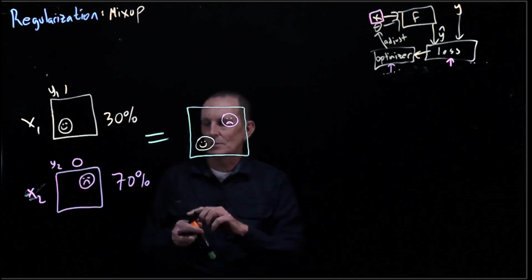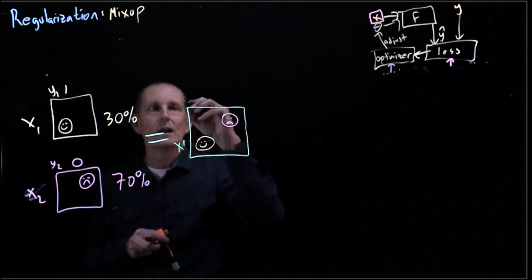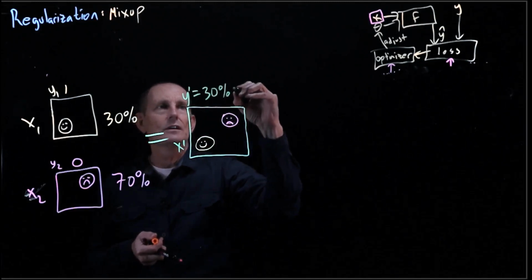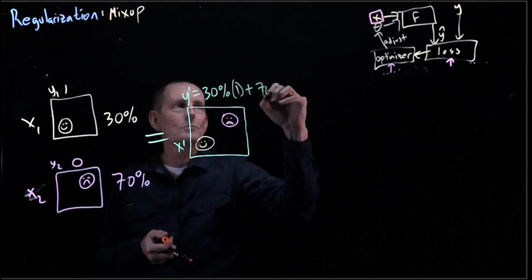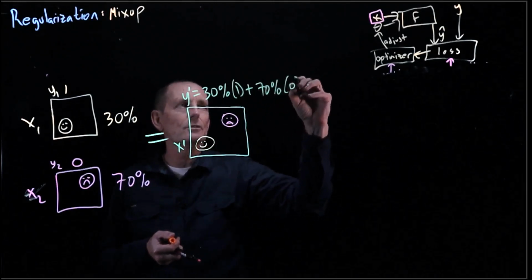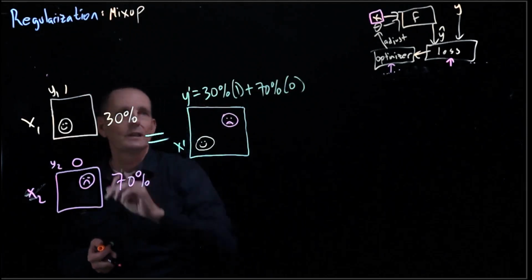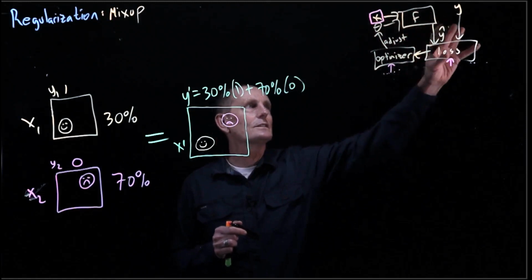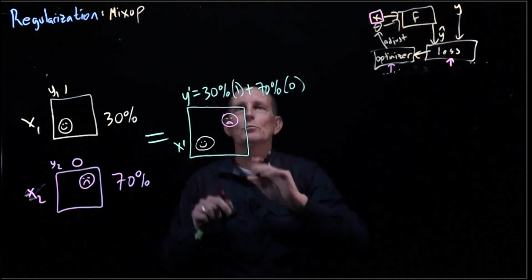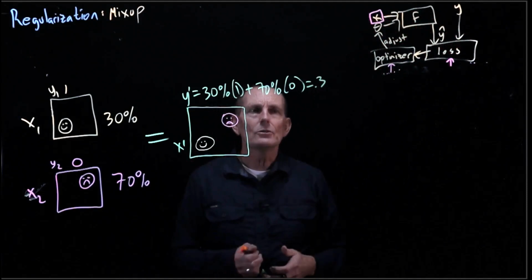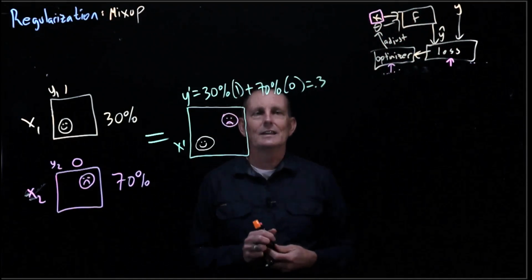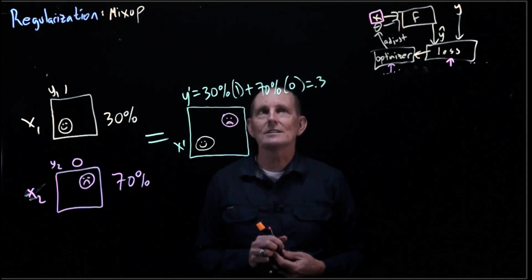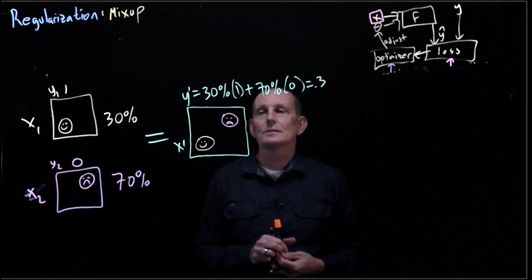So the label on this, so this is going to be x prime, and y prime is going to be equal to 30% of 1 plus 70% of 0, right? This label and this label. So we would try to use as our training instance the fact that this is a 0.3. So you don't have to say it is 100% certain or 0% certain it's a happy face. Here we'd say it's 30% certain it's a happy face. Okay.